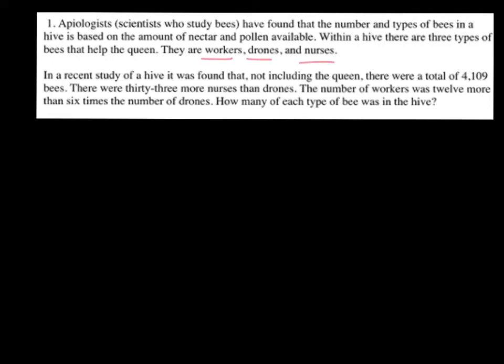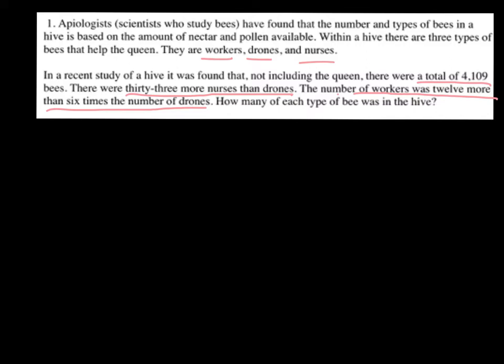Alright, so in a recent study of a hive, it was found that, not including the queen, there was a total of 4,109 bees. There were 33 more nurses than drones, and the number of workers was 12 more than 6 times the number of drones. How many of each type of bee was in the hive?